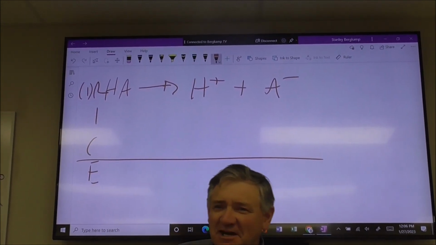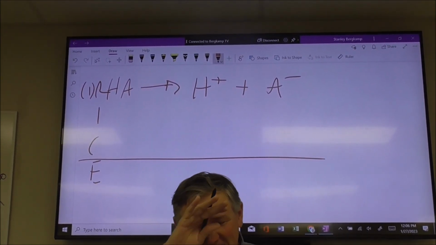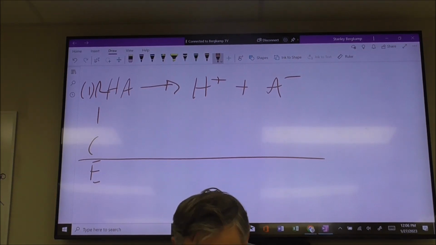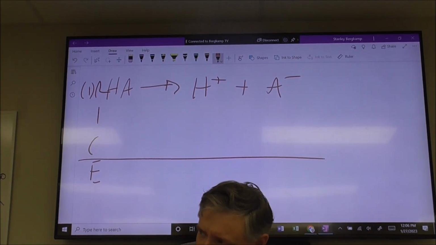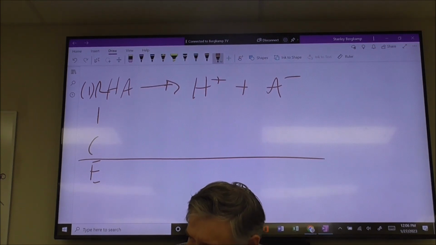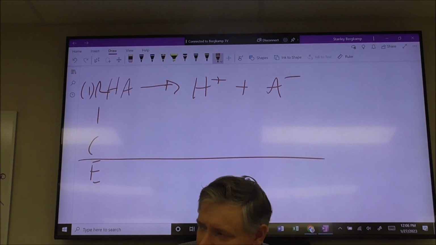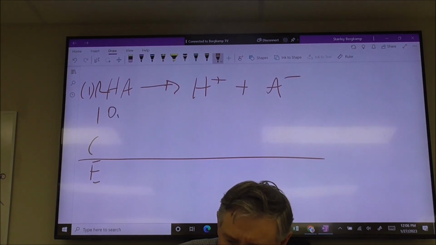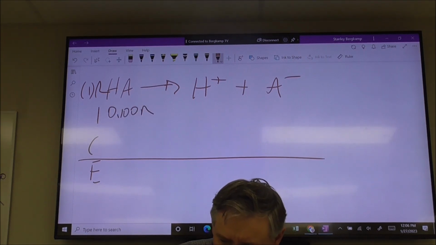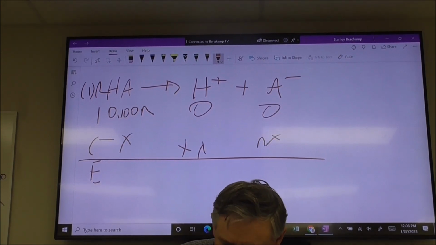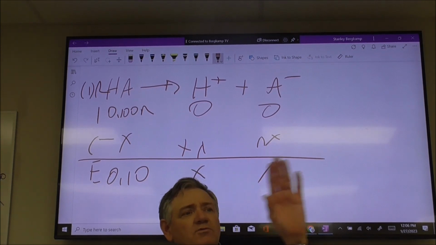So if all you're dealing with is just a simple equilibrium, just work in molarity. It doesn't do you any good to work in moles because it's not what's happening. So you have a 0.1 molar solution, 0, 0. Minus X, plus X, plus X. 0.1 minus X, X, and X. Old school.